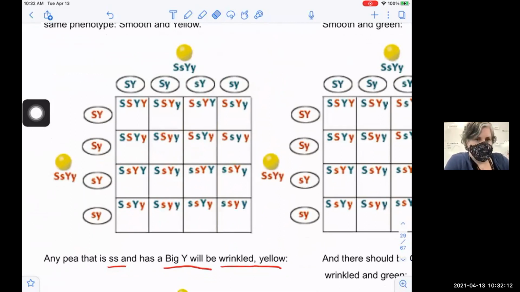Now, once you have the Punnett square completely filled in, that's the second step. First, figure out the gametes and set it up. Second is fill in the genotypes of all the babies. Now, step 3 is looking at the phenotypes. Remember, phenotype means what the pea looks like, its physical characteristics.